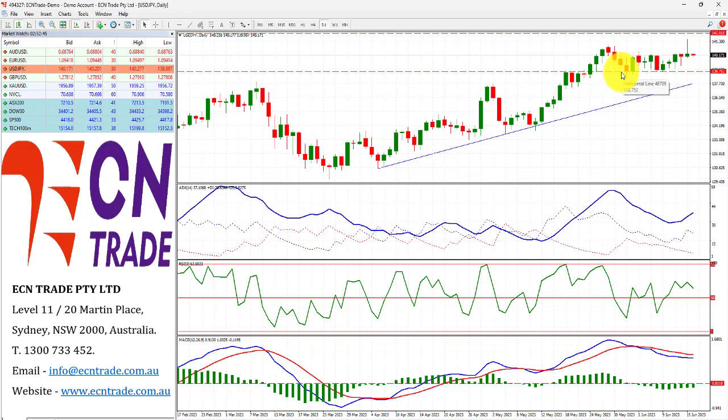Also, eyes will be looking at the Bank of Japan today with its monetary policy, and no doubt it will remain unchanged at negative 0.1.